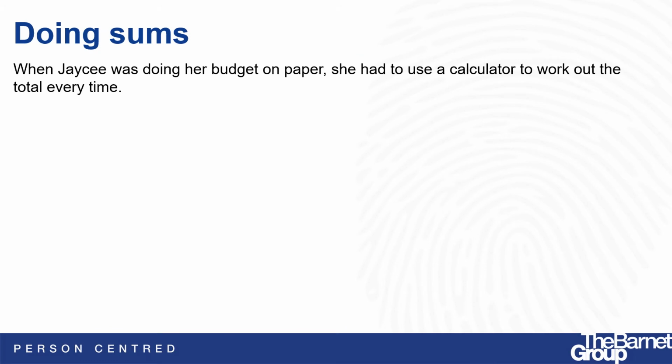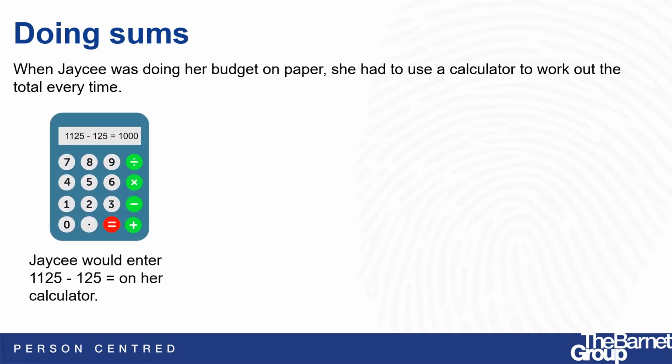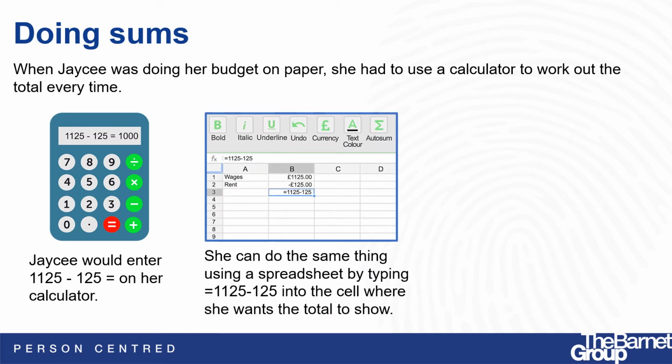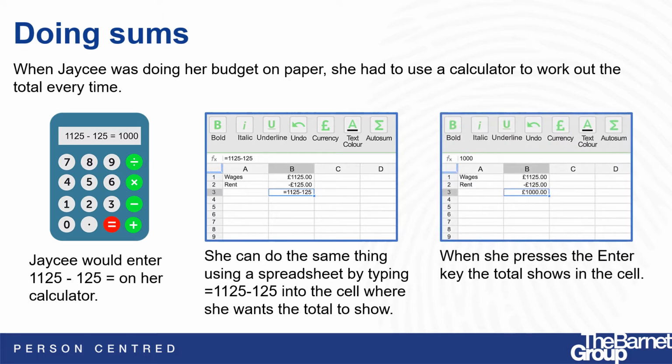Doing sums. When JC was doing her budget on paper, she had to use a calculator to work out the total every time. JC would enter 1125 minus 125 equals on her calculator. She can do the same thing using a spreadsheet by typing equals 1125 minus 125 into the cell where she wants the total to show. When she presses the enter key, the total shows in the cell.